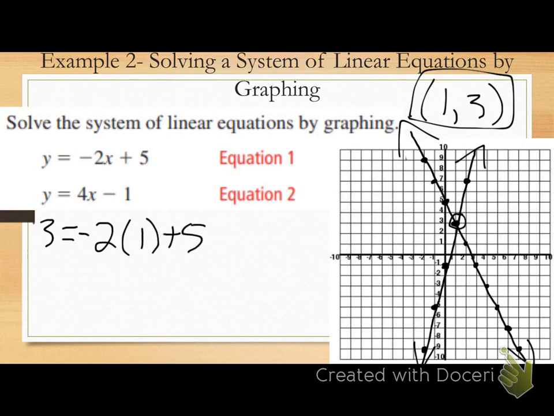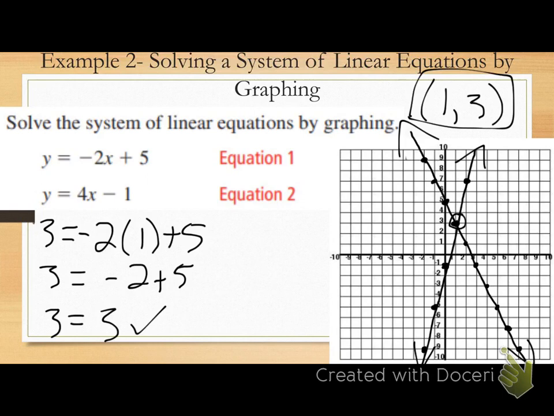Replace my x with 1. And now working down both sides of the equation. Left side's already worked out. Negative 2 times 1 gives me negative 2. And then negative 2 plus 5, 3. Does it work out for equation 1? Yes, it does.